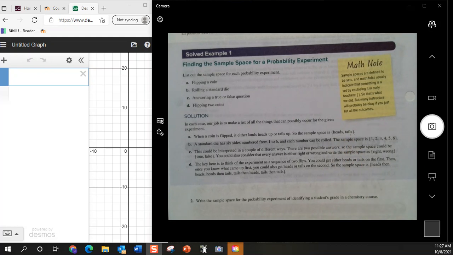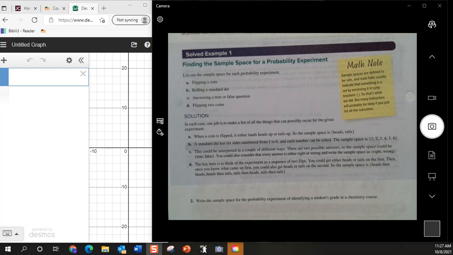A standard die has 6 sides, numbered from 1 to 6, and each number can be rolled. The sample space is, you notice here that it's in braces and it's number 1 through 6. This could be interpreted in a couple of different ways. There are two possible answers, so the sample space could be true, false. You could also consider that every answer is either right or wrong and write the sample space as right or wrong.